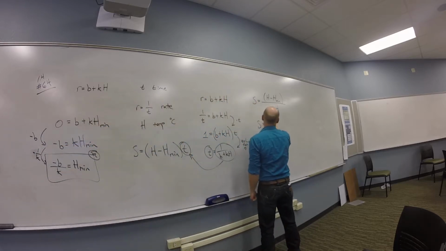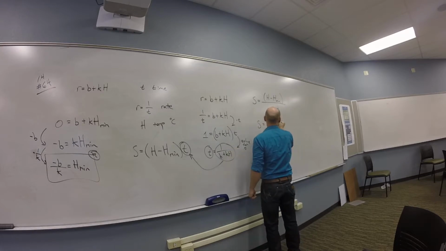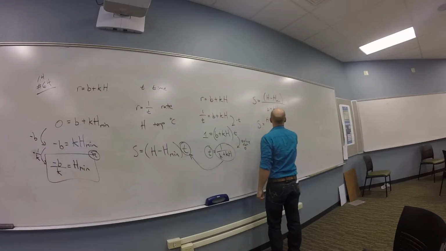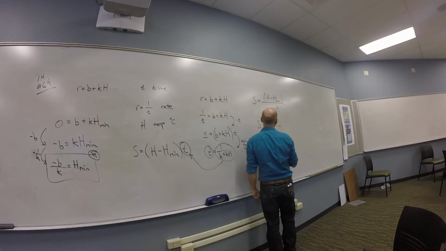So I got S is H minus, plus b over k, over H. Oops, b over k. Okay, see that? What do you got on the bottom? B plus KH. B plus KH.